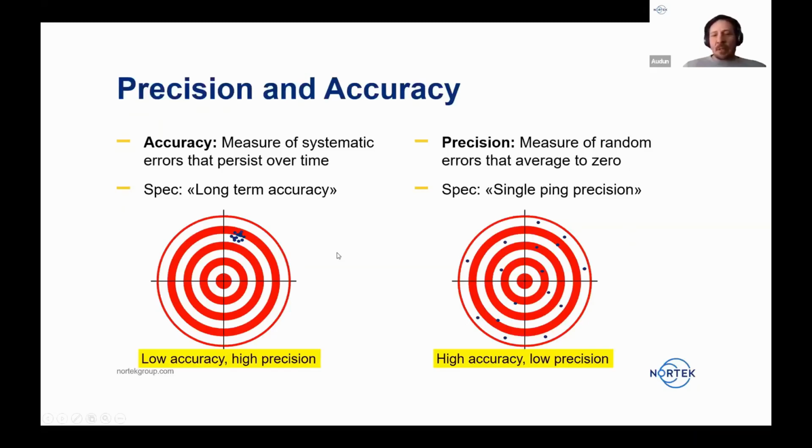And I guess everyone's probably seen these target analogies before. So if you look here on the left-hand side, we got someone, a high precision shooter, not much spread here, but obvious systematic errors, well off on this target here. So this is a low accuracy, high precision situation. Whereas on the right here, we got someone who's probably centered all right, but is all over the place. Shaky hand, maybe something contributing to a lot of random errors. So that's a high accuracy probably, but very low precision situation. So those are basically the definitions of accuracy and precision.